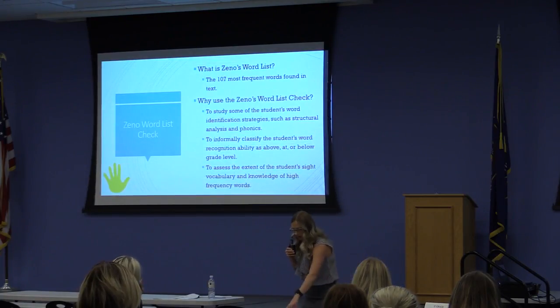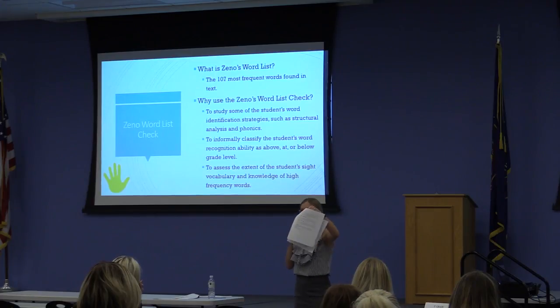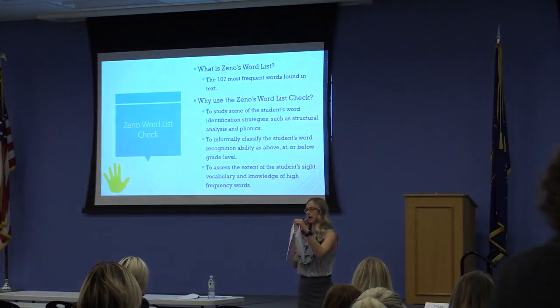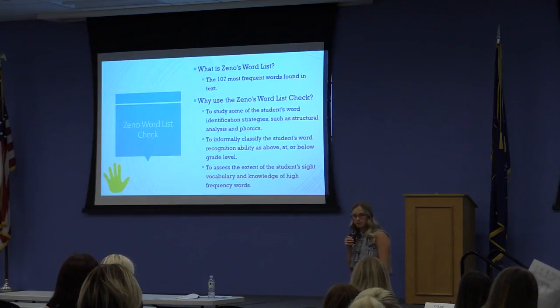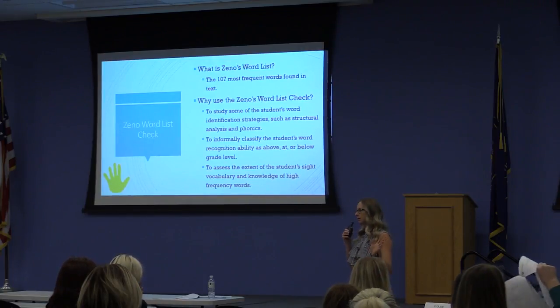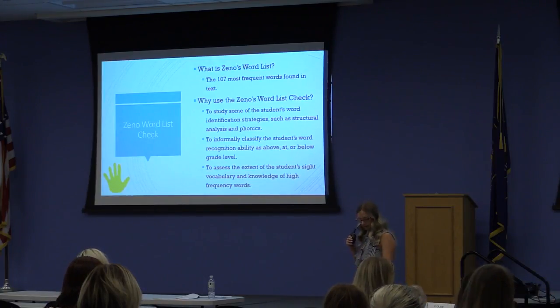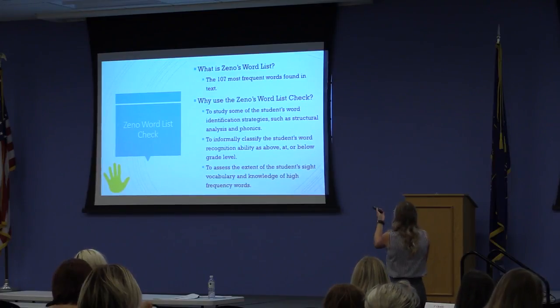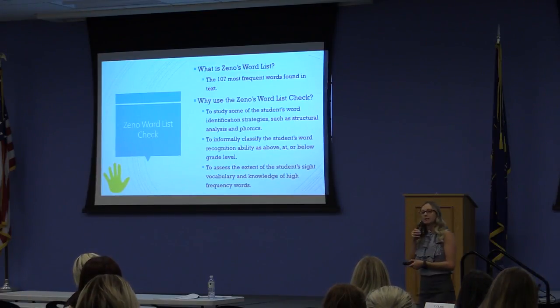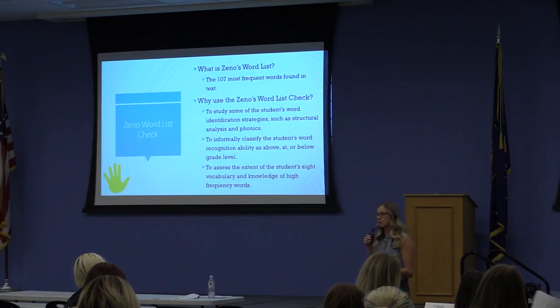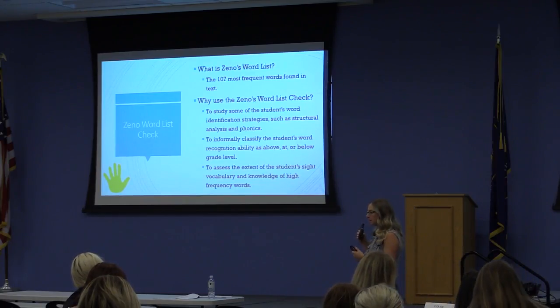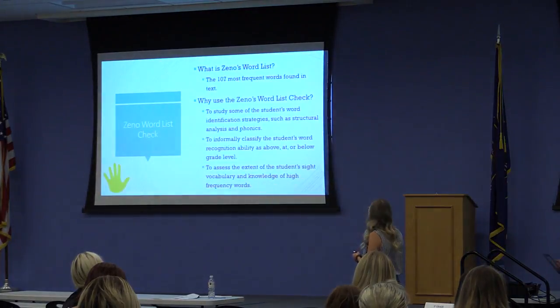And on the very last page of your handout, you have the Zeno word list. That's the actual word list, but the other side of the page has the instructions on how you would use it. I'm sure a lot of you use the Fry word list or the Dolch word list, and absolutely those are options, but the Zeno word list is the 107 most frequent words found in text. So that's where we're coming from, those 107.